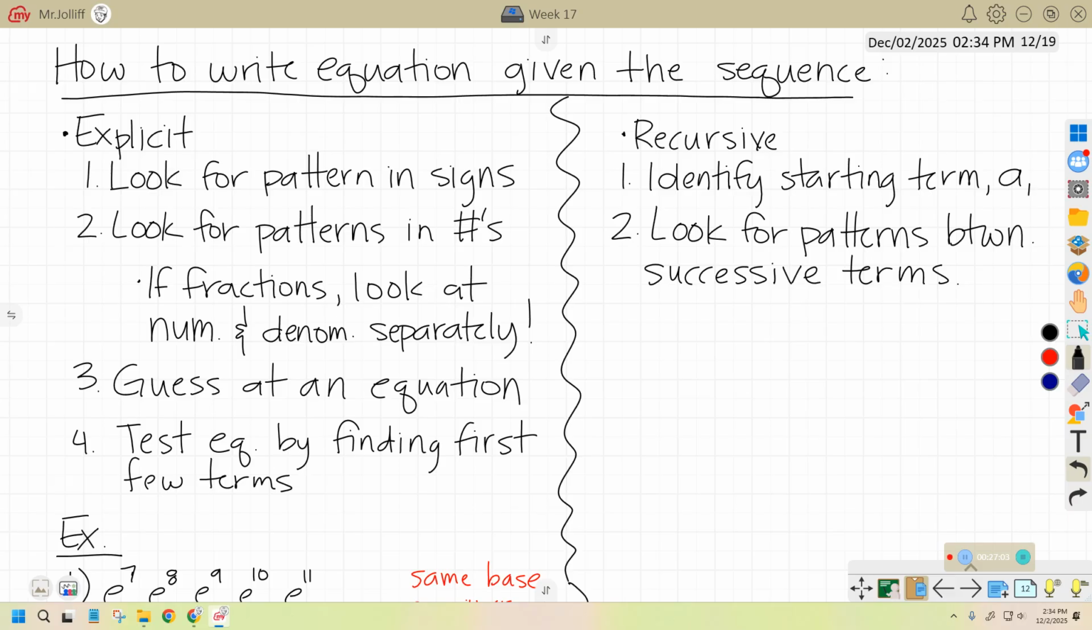Once I think I found the pattern between the terms, I'm going to do the last 2 steps that I did for explicit. Guess at an equation, test it for a couple terms, and make sure it gives me where I'm supposed to be. So these 2 terms should be the same. Those 2 should be the same.